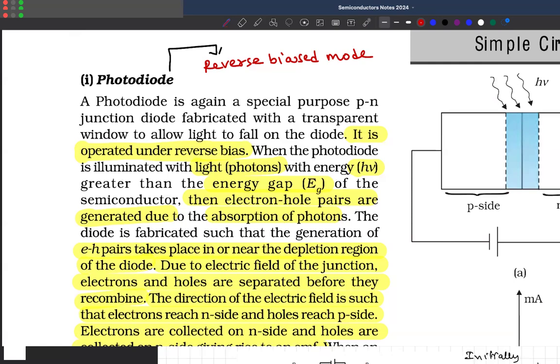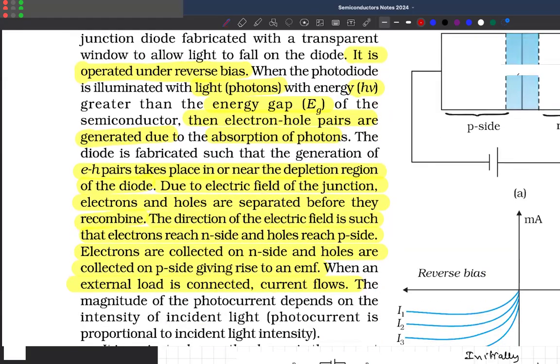It will leave a hole in valency band and a free electron in conduction band. Suddenly, conductivity increases on exposure to the light. So, the more the intensity of light, the higher the change in the current. That you can see in the graph here.